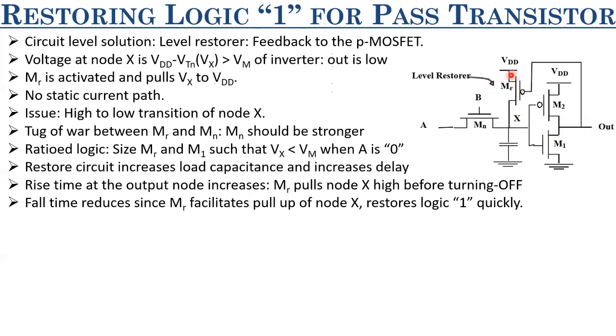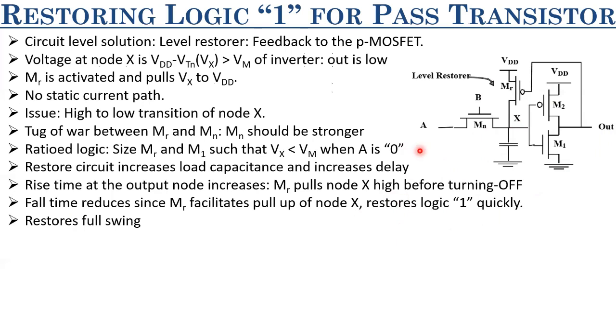Because this level restorer, as soon as this Vx is charged above Vm, this goes down and the level restorer is turned on and it charges this quickly to VDD. And as such, the fall time of the output here, this out node, it actually reduces, and the rise time of this increases. So introduction of this leads to an increase in the rise time, but leads to a reduction in the fall time. It restores the full swing that we have seen, right?